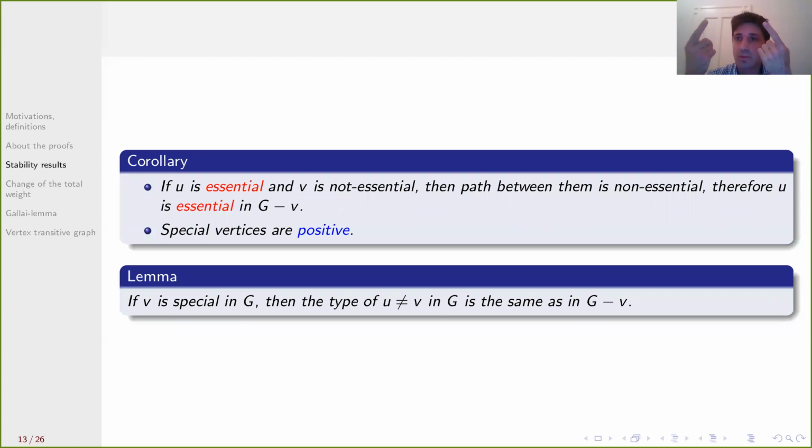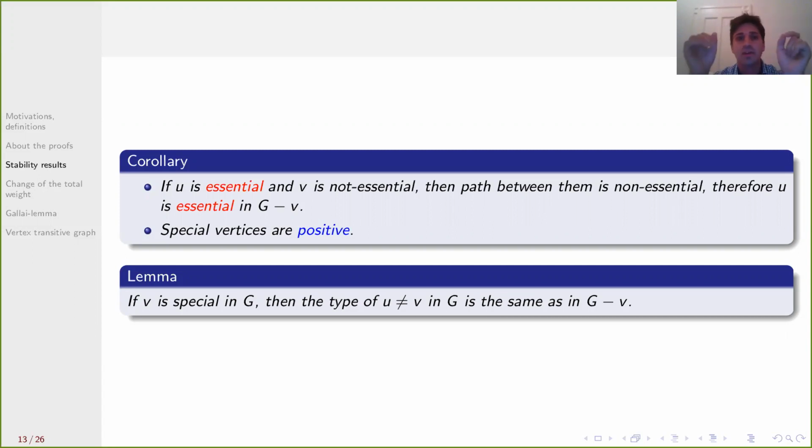Because that was the first claim I told you, that whenever you have a path that sees an atom, then both endpoints have to be essential. So if a priori I'm assuming beforehand that one of them is essential and the other is non-essential, then any path is non-essential. Therefore, if I delete the non-essential vertex, what I am left with is still an essential vertex, because the atom can only increase by deletion. Okay, so we already obtained one of these stability results: if we delete any non-essential vertex, essential remains essential.